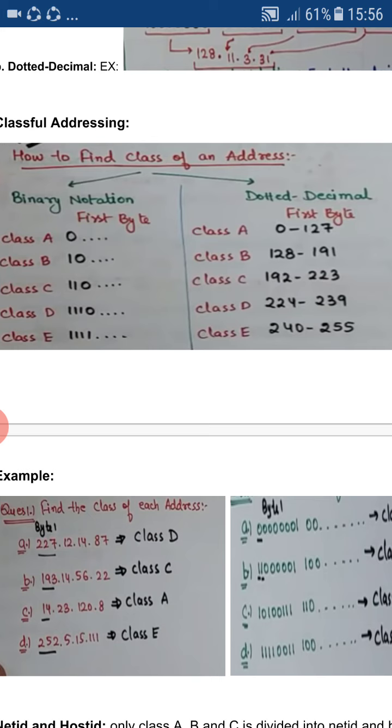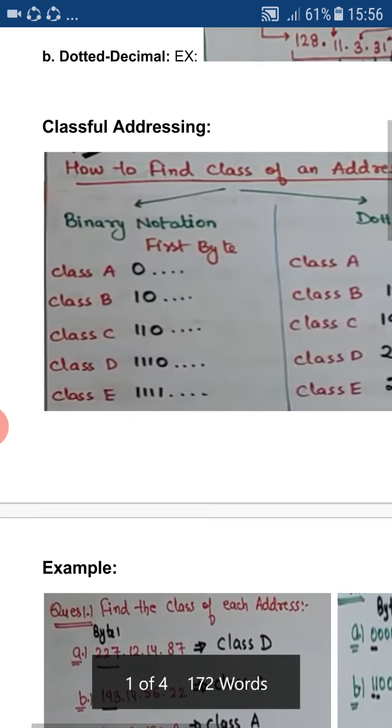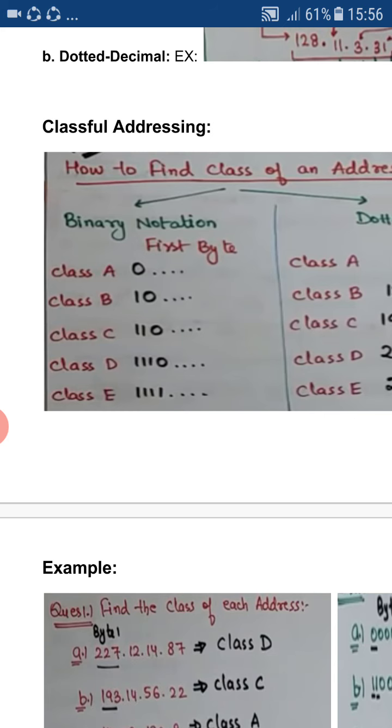In the table there are two notations, binary notation and dotted decimal notation. First let us consider the binary notation. In a given address, we need to observe only the first byte. In the first byte, if the first bit is 0, then it belongs to class A. If the first two bits are 1 and 0, it is class B. If the bits are 1, 1, 0, it belongs to class C. If the bits are 1, 1, 1, 0, it belongs to class D. If the bits are four ones, it belongs to class E.